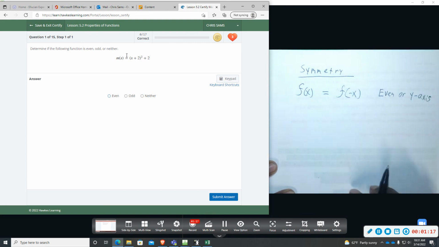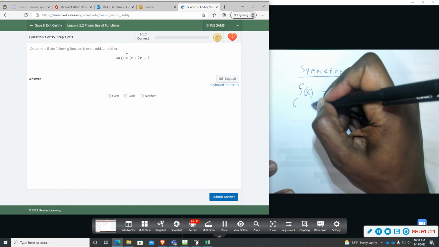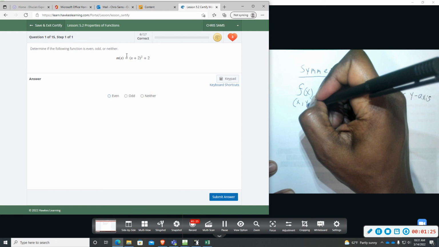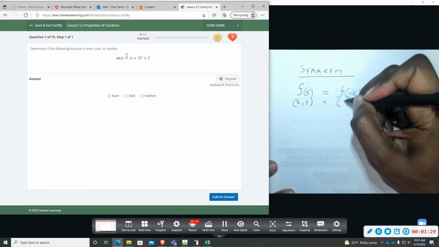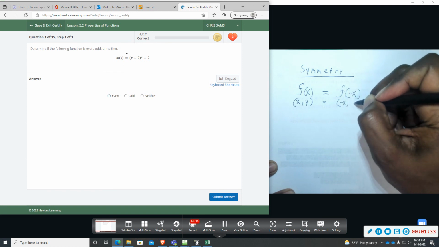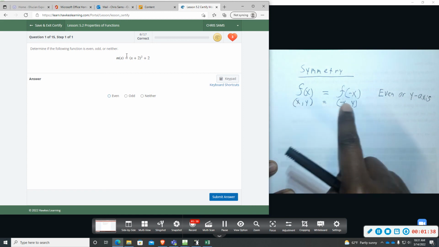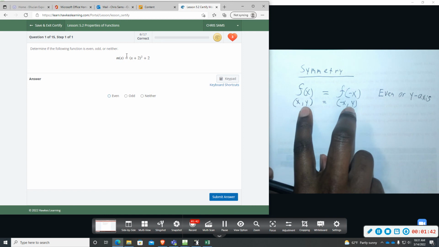Okay. With ordered pairs, you can put points on the graph and you can say, if you have some ordered pair x, y, and all you do is change the sign of x and leave the y value the same, if this point is on the graph and that point is on the graph, then we say it's even. So this is another way of looking at it with ordered pairs.